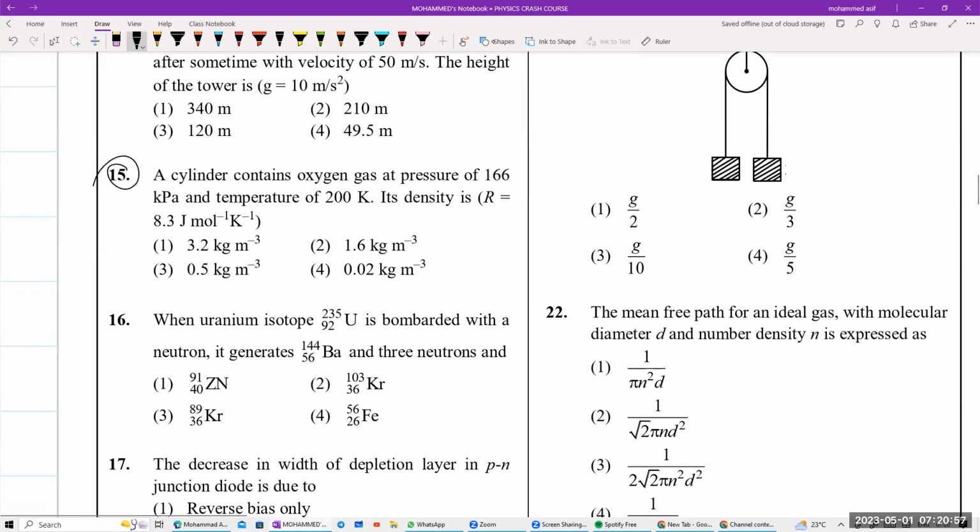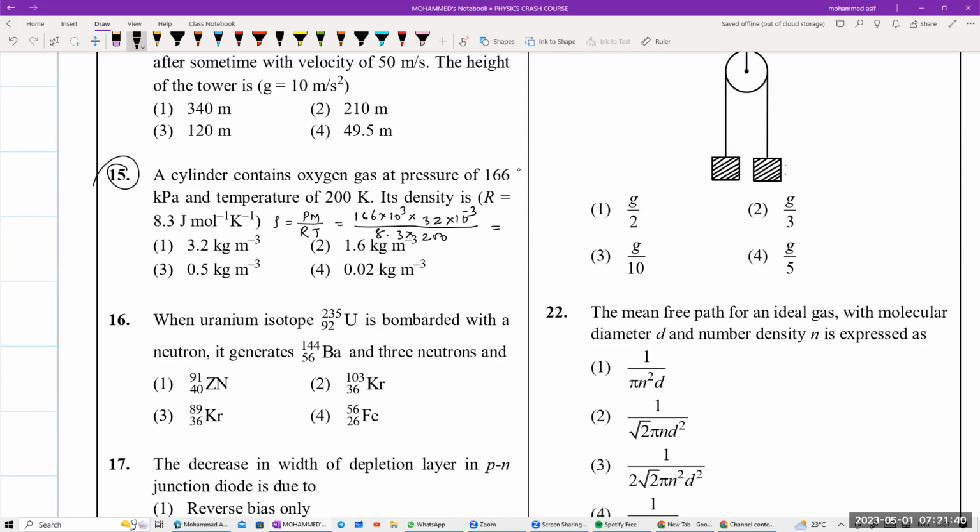ये बताइए बेटा कोई. A cylinder containing oxygen gas at a pressure of 166 kilopascal, temperature 200 Kelvin, density will be equal to how much? Density का फॉर्मूला आपको मालूम है रोशनी. Density is equal to PM divided by RT, direct फॉर्मूला. Isn't it? प्रेशर कितना दे रखा है आपने 166 किलो पास्कल, यानी 166 into 10 to the power of 3, into molecular weight will be equal to 32 grams, यानी 32 into 10 to the power of minus 3, divided by R. R की वैल्यू कितनी है बेटा 8.3, into टेम्परेचर कितना है 200. सिंप्लीफाई कर लीजिए, that will give me the answer.